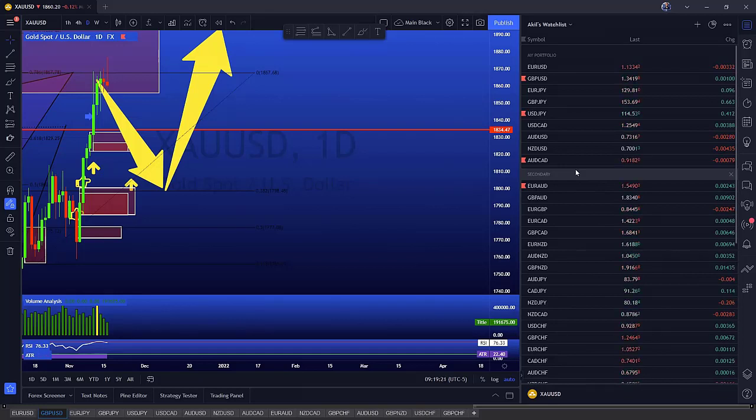Euro dollar, pound dollar, euro yen, pound yen, dollar Canada, Aussie dollar, New Zealand dollar, and the youngest of the group, Aussie Canada. And the question is, why are they in my portfolio? Because these are my best employees.